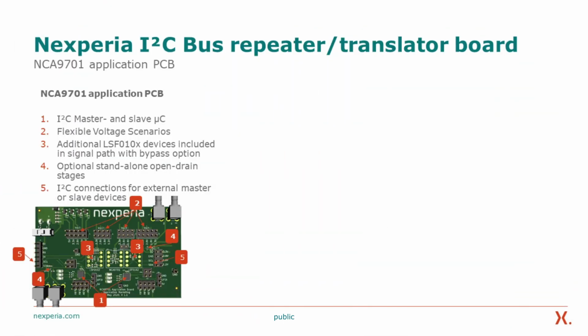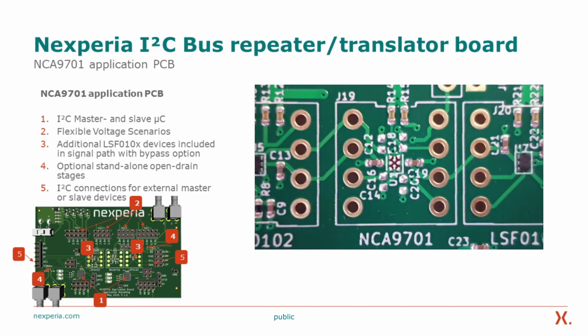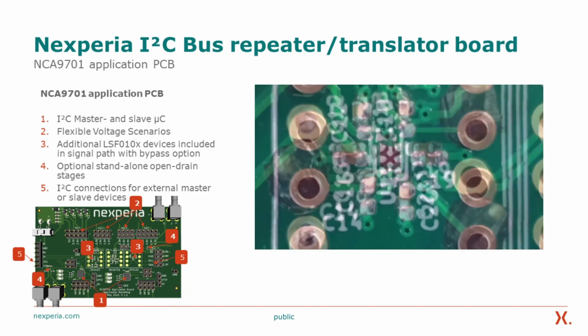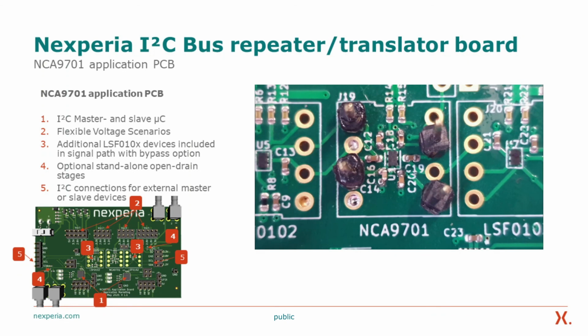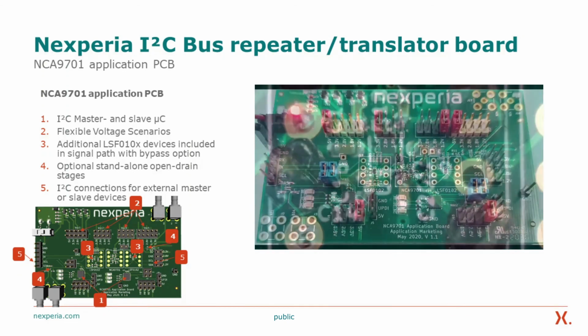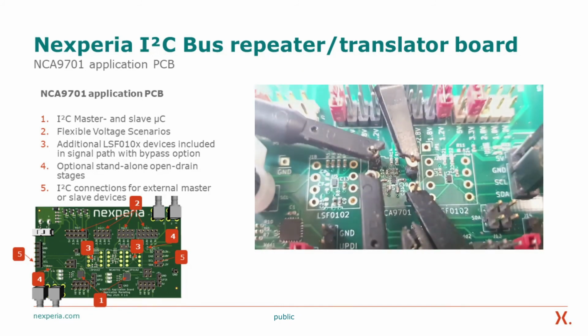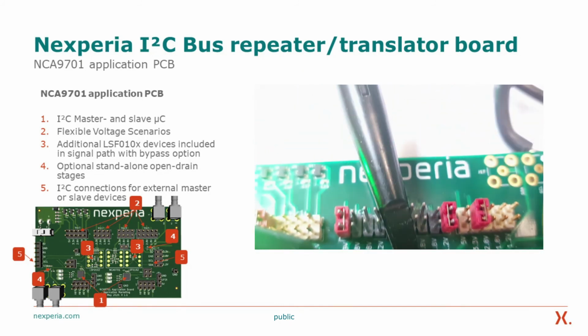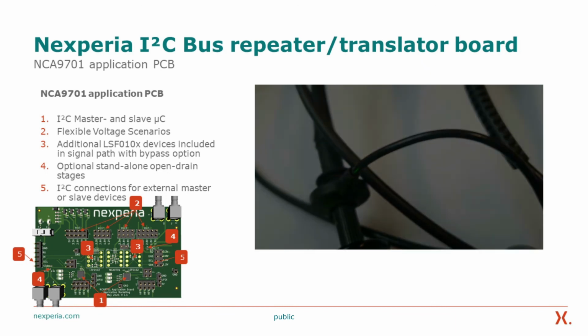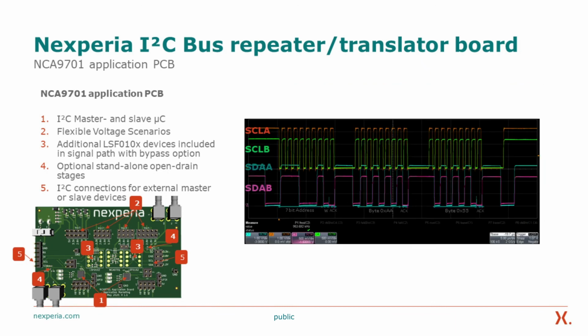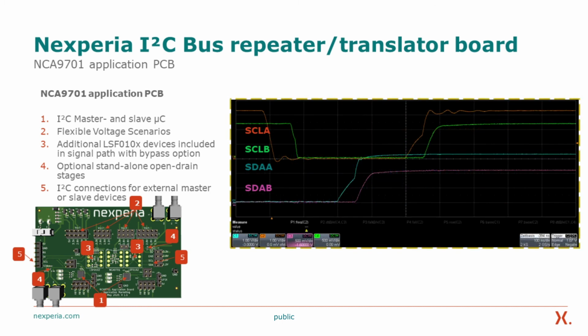For in-application validation of the NCA9701, we developed an application board featuring integrated master and slave devices, supporting flexible voltage scenarios through different LDOs, and additional LSF0102 at A and B side. Optional open drain stages allow standalone testing of the single channels. Interfaces for external master and slave devices are provided as well. The zoom of the oscilloscope trace visualizes the operation of the edge accelerators.